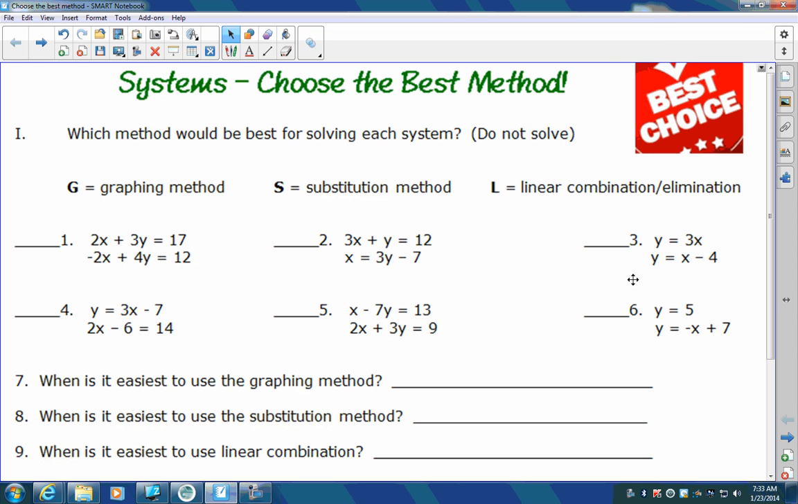The first part right here says that we need to figure out which method would be best to the system. Remember, be careful. It says do not solve. Okay, that's what I was trying to tell y'all. Now, let's go down here actually and answer 7 first.